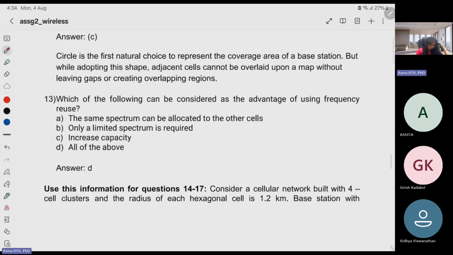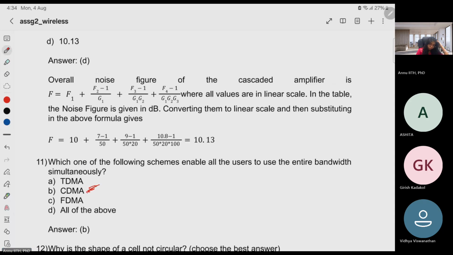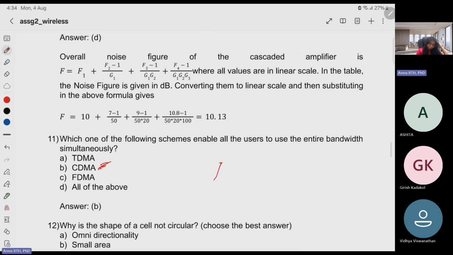Which of the following can be considered as an advantage of using frequency reuse? The same spectrum can be allocated to other cells. Only a limited spectrum is required. Increased capacity. All of the above. Which of the following schemes enables all the users to use the entire bandwidth? It's CDMA, because you are giving different signature sequences to different users.